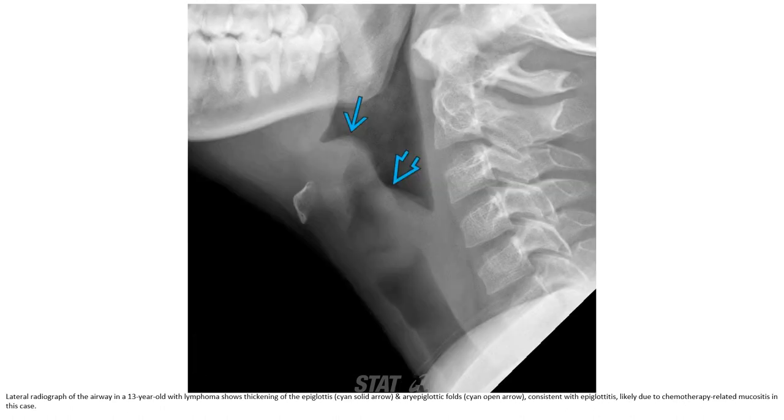Lateral radiograph of the airway in a 13-year-old with lymphoma shows thickening of the epiglottis and aryepiglottic folds consistent with epiglottitis, likely due to chemotherapy-related mucositis in this case.